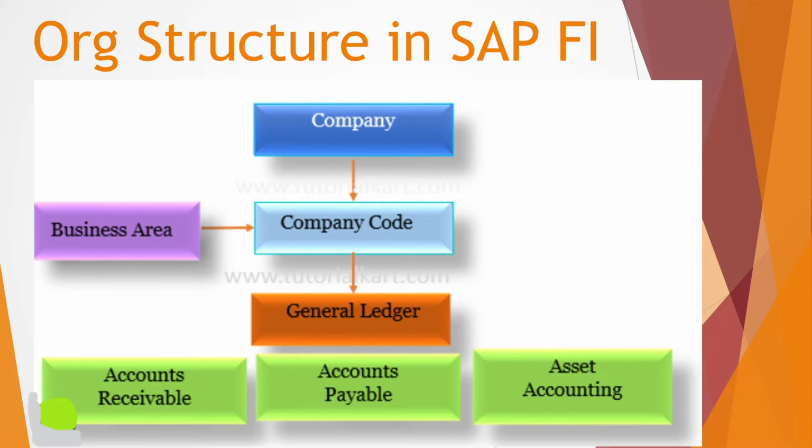Suppose you want to do the consolidation at the trading partner level or the company level. In that case, and even for your intercompany transactions, you set up your company and business area. Again, as I said, it comes purely from the reporting requirement perspective of a company. And your GL, AR, AP, assets all come under your company code. Let's move next.